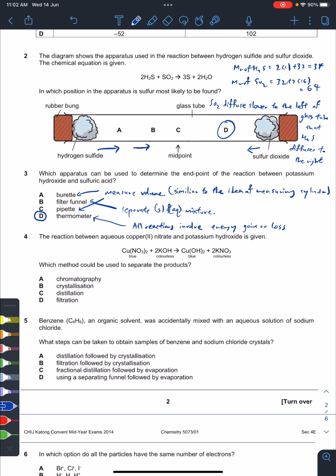For example, I start off at room temperature, 25 degrees. The reaction causes the thermometer to rise: 25 to 26, 26 to 27, 27 to 28. Then after that, it stopped rising at 28. It started to slowly go back to 27, 26, 25. So the point where it stopped rising and the temperature falls, that's where the reaction has ended. It stopped causing the thermometer to rise in temperature. That's the idea here.